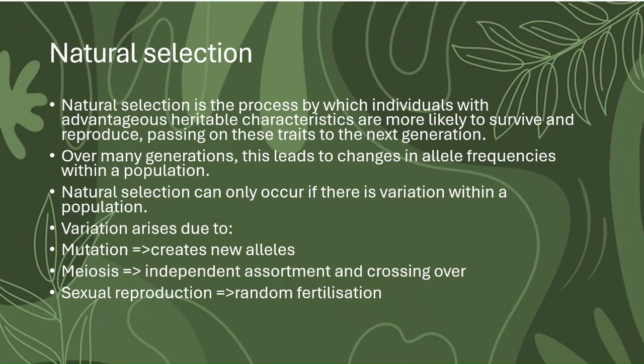Natural selection can only occur if there is variation within a population. Variation arises due to mutation, as this creates new alleles. Meiosis, so independent assortment and crossing over, leads to variation, and sexual reproduction leads to random fertilization. So these are the three different reasons why variation can arise.